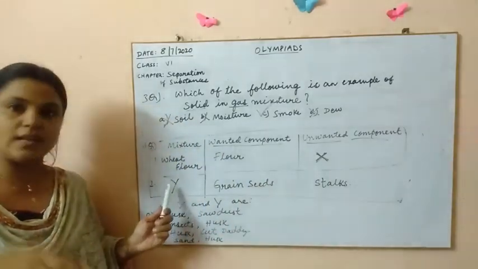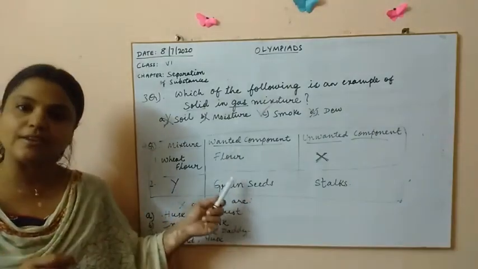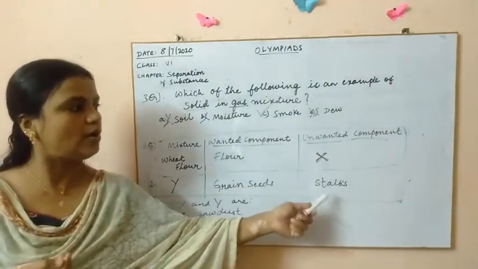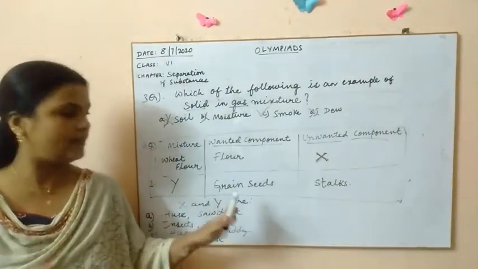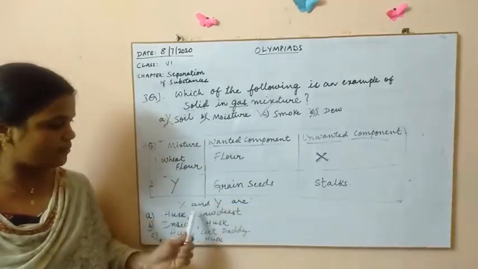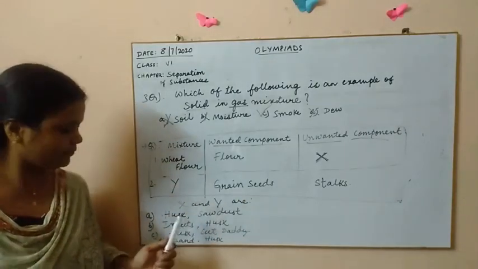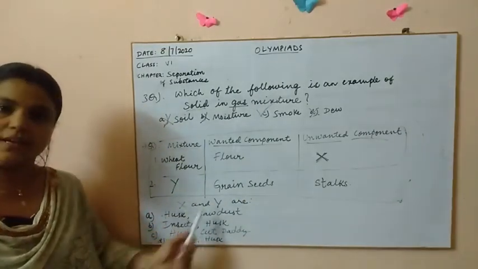So Y is another mixture. Name is not given, and the wanted component is grain seeds and the unwanted component is stalks. So basically it is a mixture of grain seeds and stalks. So based on this table, they are asking us to find out what X and Y are. So let us consider the options again.